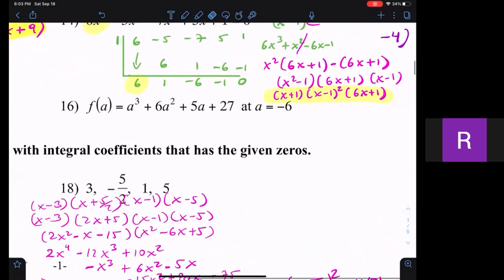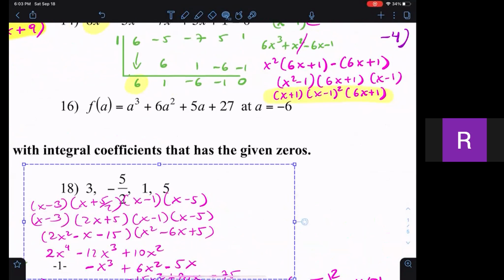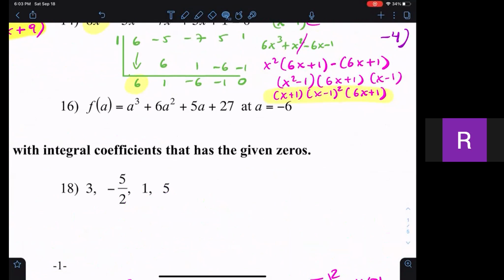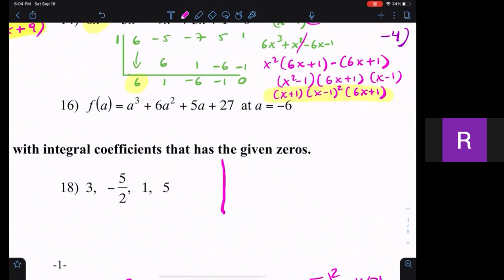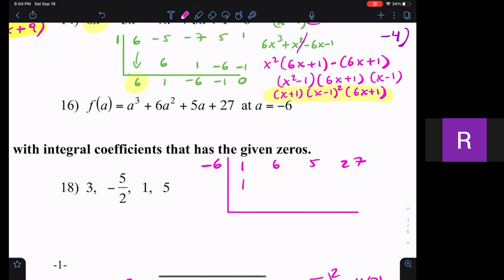This one, there's something called the factor theorem, the remainder theorem. Basically, instead of plugging this into the function, you can use long division. I'm saying synthetic division, right? Because they give you x equals negative 6. So you can just put 1, 6, 0, 5, 27. You drop the 1, then multiply by negative 6.